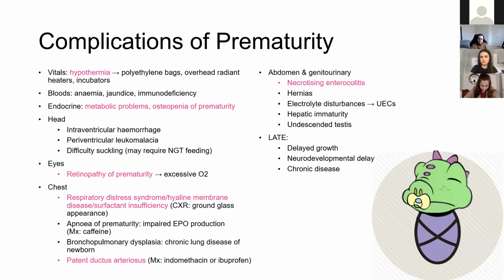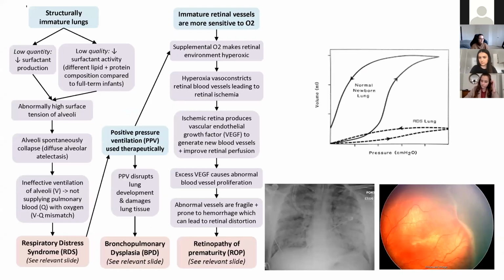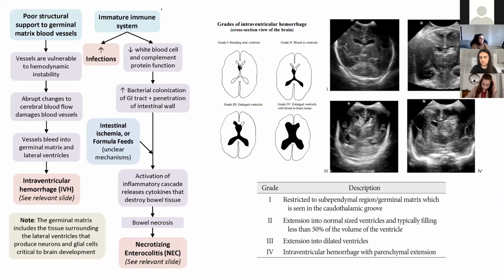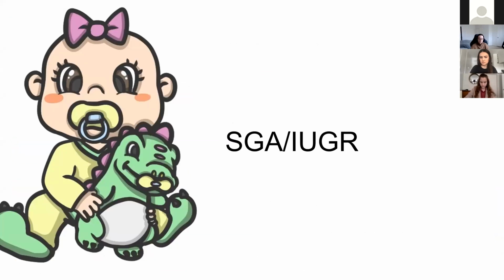And another big thing is NEC, which can affect the baby's gut. So again, just remember a few of those, don't get too bogged down in it. These are some slides which have a flow chart and go through the pathophys of those complications of prematurity. But in the interest of time, I think we'll just motor on for today. Any questions?